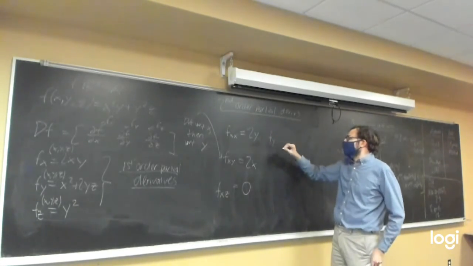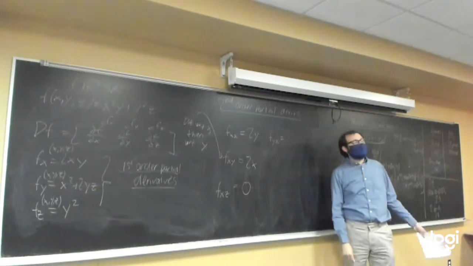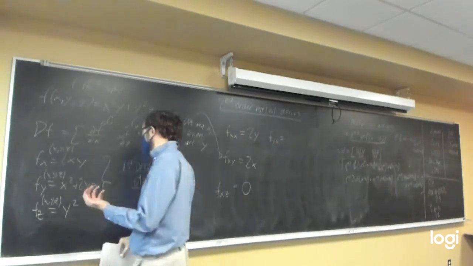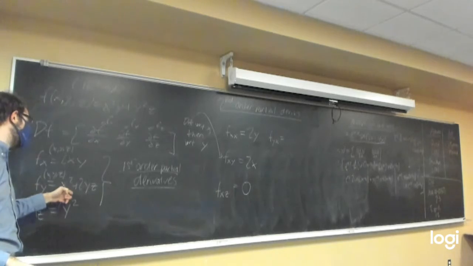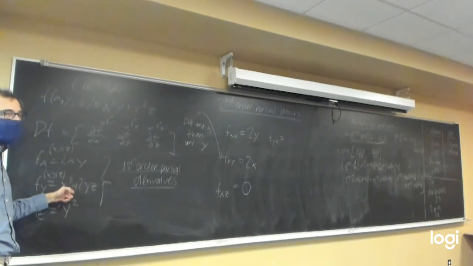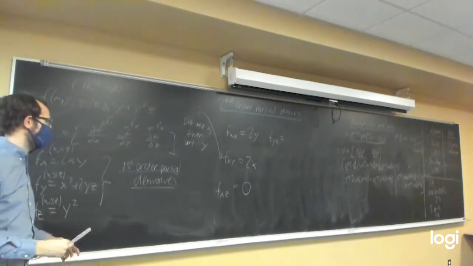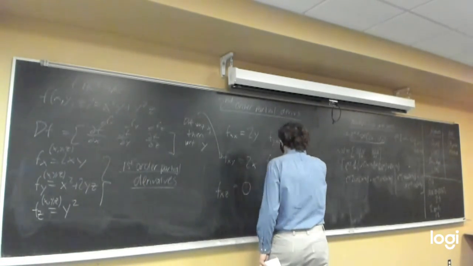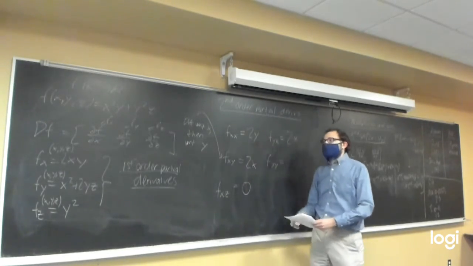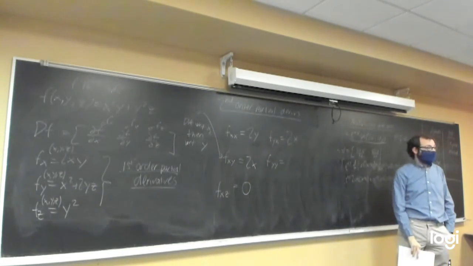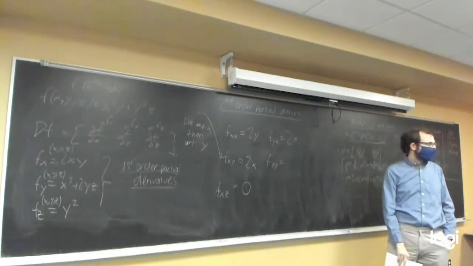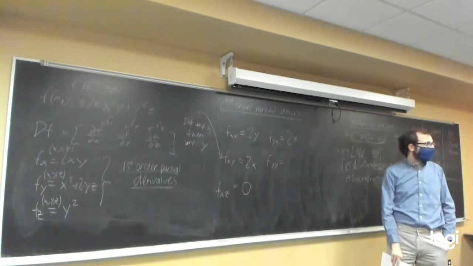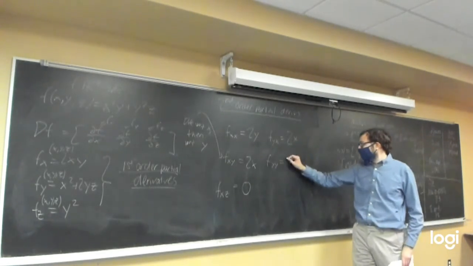We can do the same thing with the other partials. So if we were to take f sub y, meaning x squared plus 2yz, and differentiate this with respect to x, what would we end up getting? 2x. Oh, hey, that's the same thing as f sub xy. That's neat. How about f sub yy, meaning f sub y differentiated with respect to y? 2z.